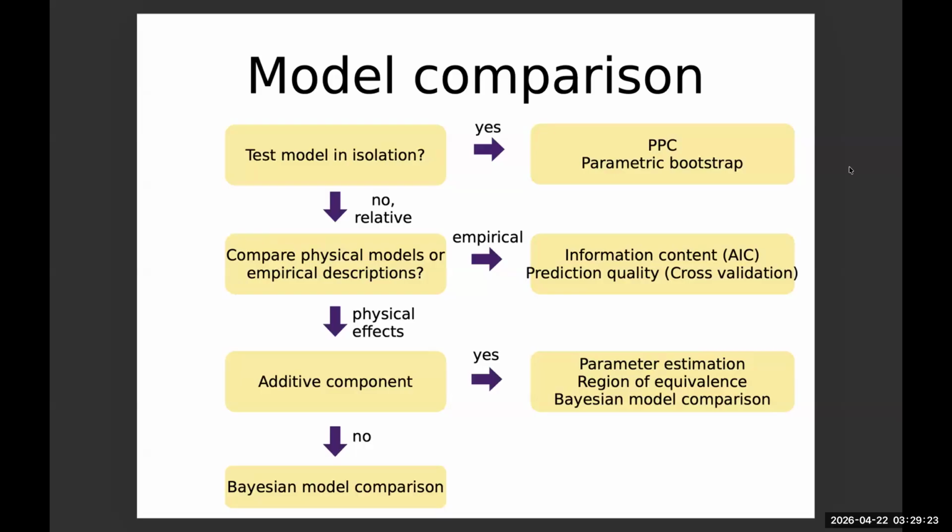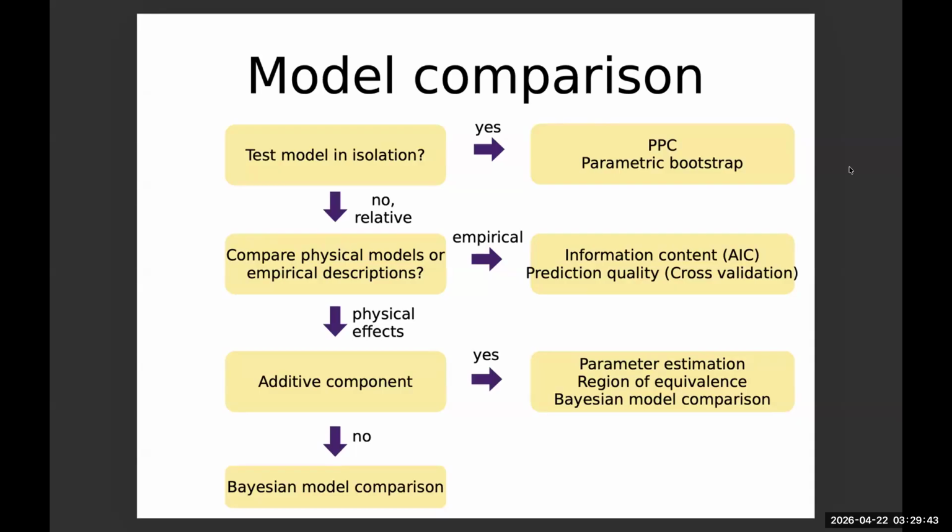But here, when you're comparing, you could also ask, are you comparing two physical models, or are you just trying to summarize the data with some empirical formula, like a polynomial or something? Then you might go in the direction of machine learning, where you only care about prediction quality.